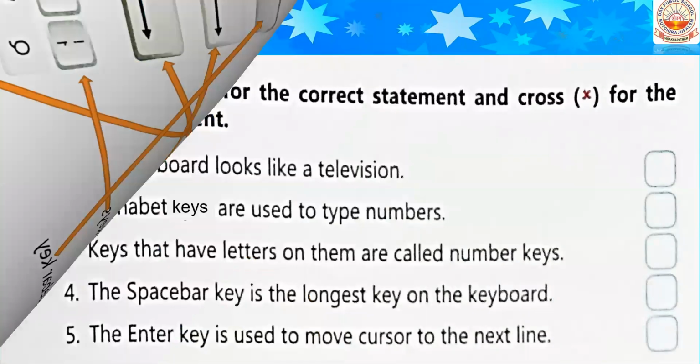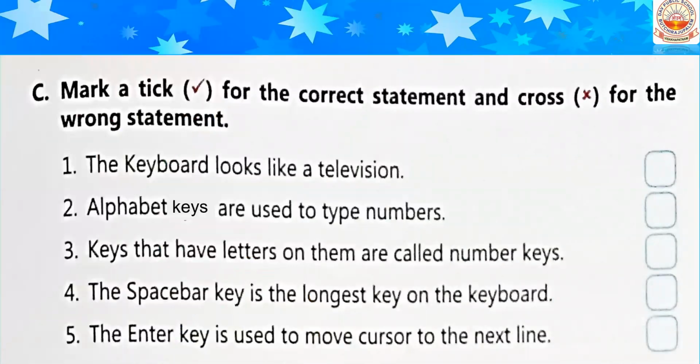Okay, now let us do one more exercise. Mark a tick for the correct statement and a cross for the wrong statement. Here some statements are given, children. You have to read the statements, and if it is correct, put a tick mark, and if the statement is incorrect, put a cross mark. Okay, children? So we will start. The first one. The keyboard looks like a television. Is it true, children? Is it correct? No. So you have to put a cross mark.